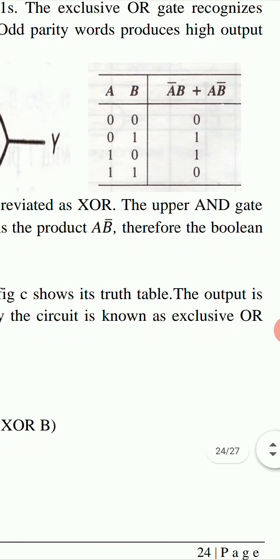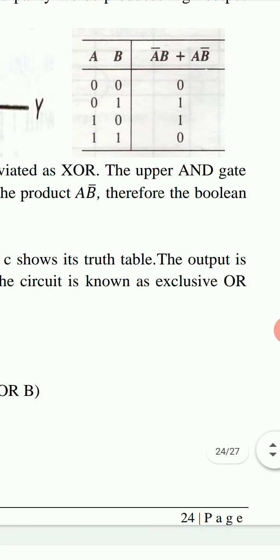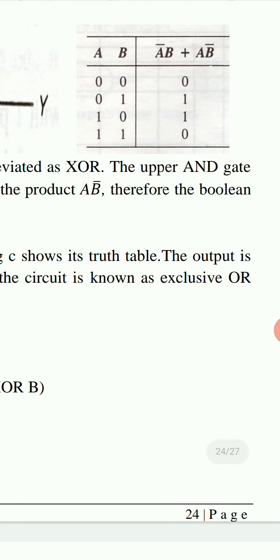This is the truth table for exclusive OR gate. What is the difference between this truth table and the truth table of OR gate? Can anyone tell what is the difference between this truth table, which is for exclusive OR gate, and the truth table for OR gate?